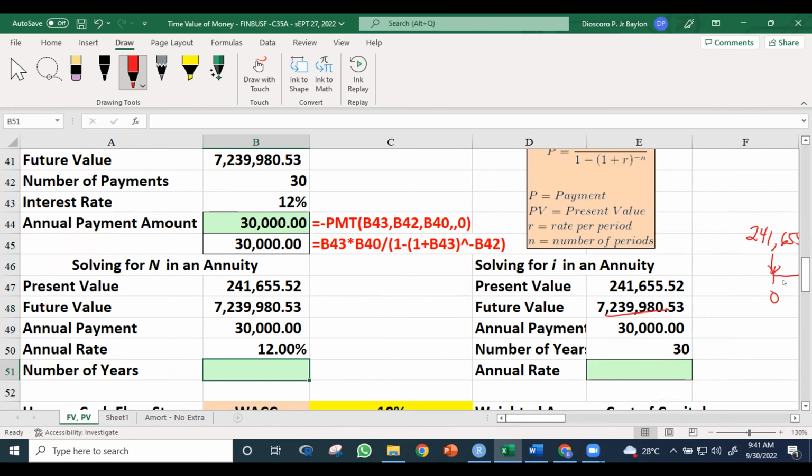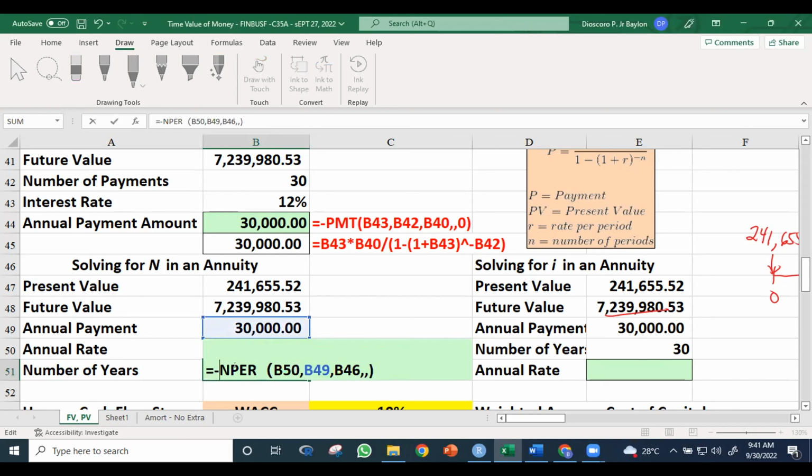So let me see. Let me copy one answer. B50. Control C. This one has a negative here. Let's just copy one answer. There's another answer here. Okay, you're correct, guys. It should be 30. Now, why are we getting 6? Because we misinterpreted the problem.